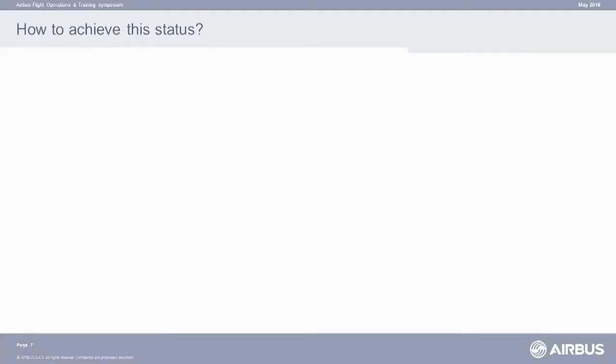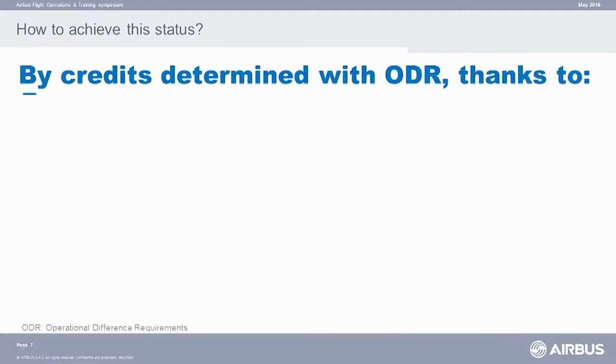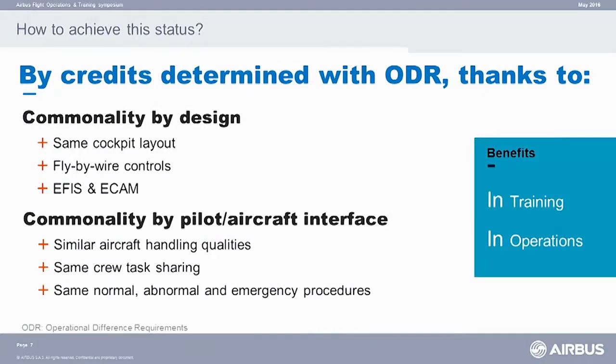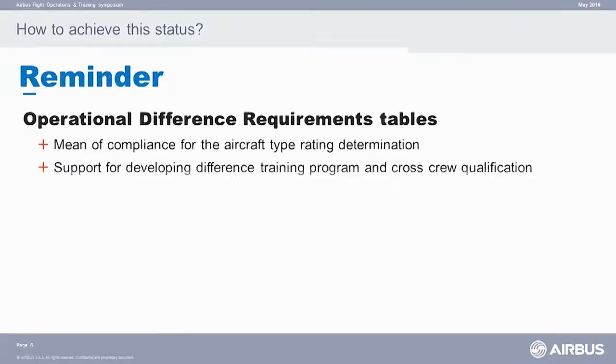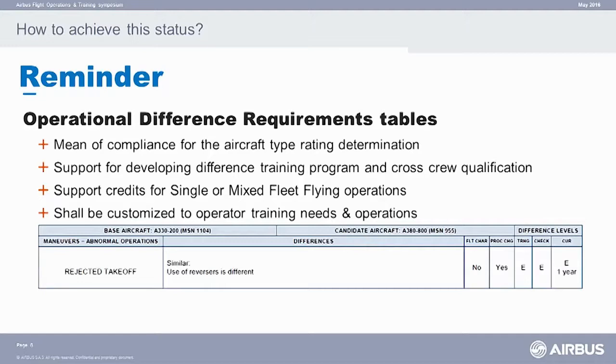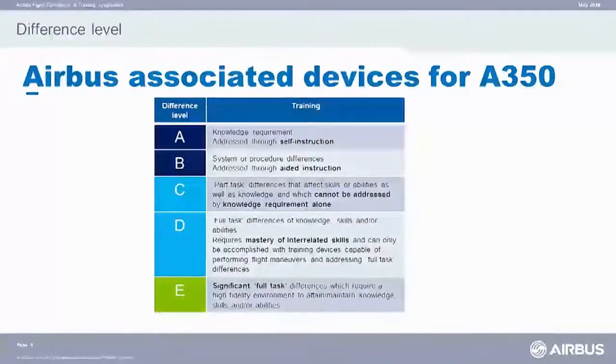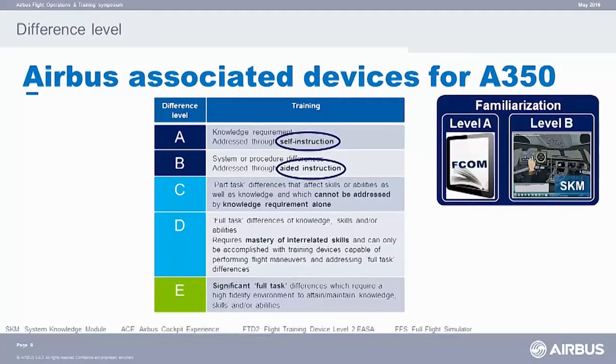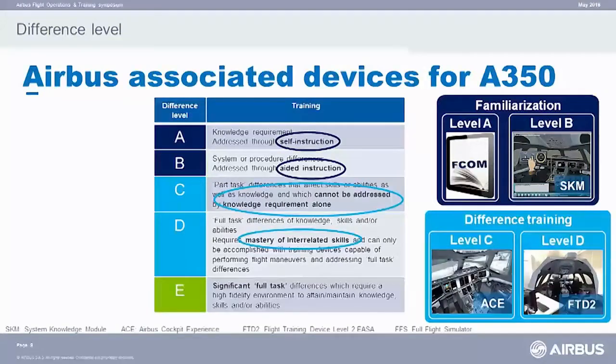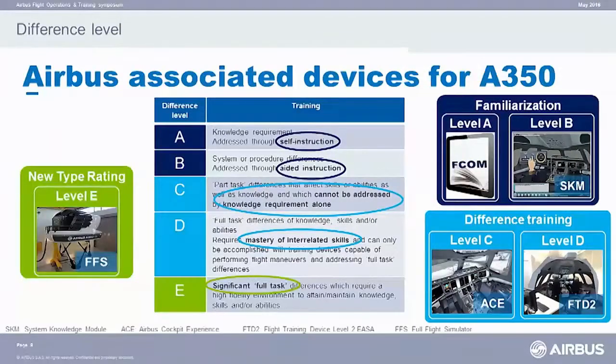How to achieve this status? So you have understood, we take the credits from the ODR table. Again, thanks to the commonality, I will not detail again. The benefits are for training and for operations. The ODR table is for you, is for us. This is a powerful means to support such demonstration and such operation. It is key to understand how it works, key to customize the ODR table at your level, and key to refer to that. As a reminder, the difference levels are: level A and B, as I explained, for familiarization training, FCOM and SKM; level C and D for difference training; and level E for type rating.